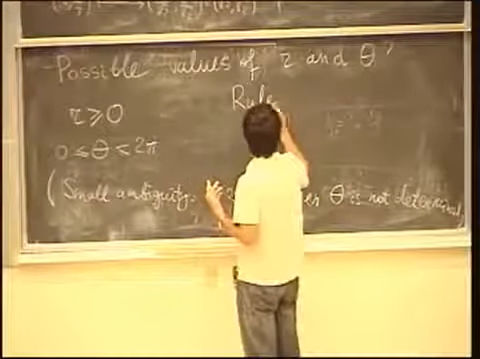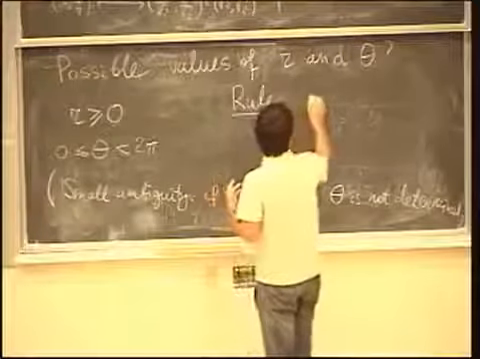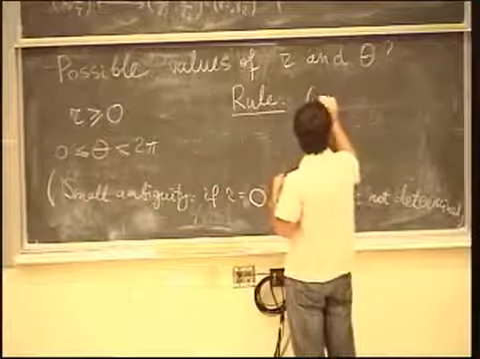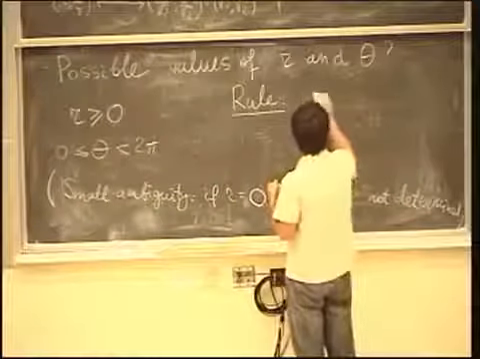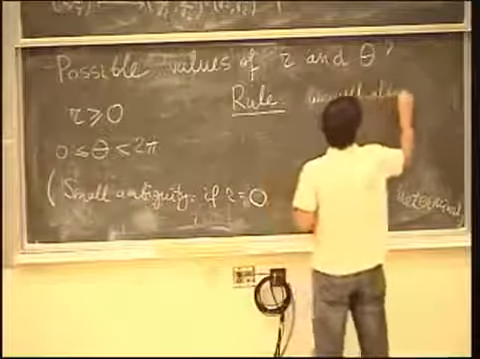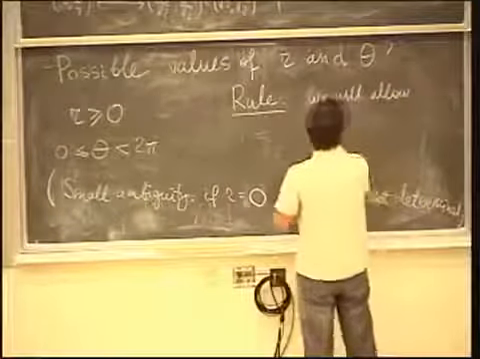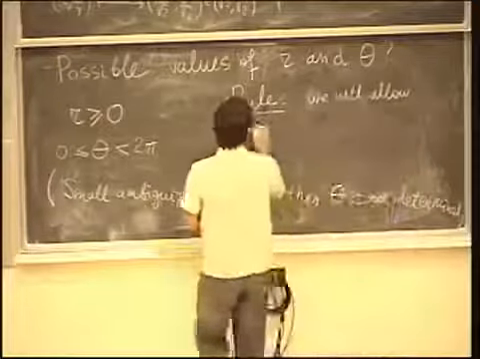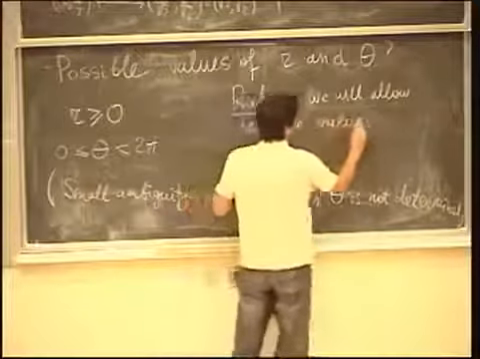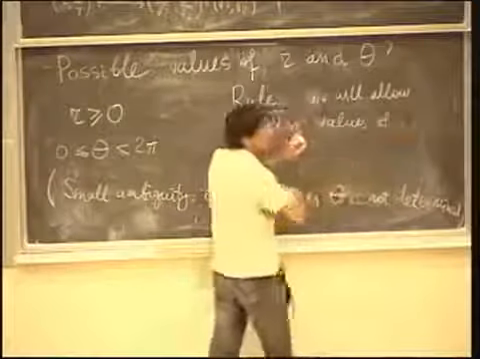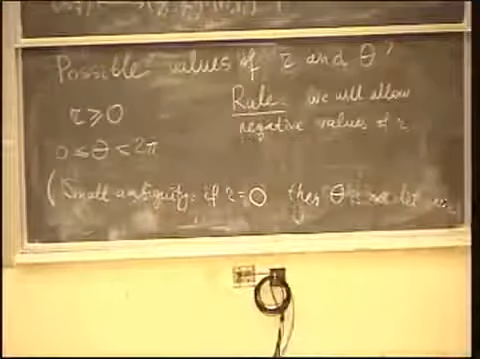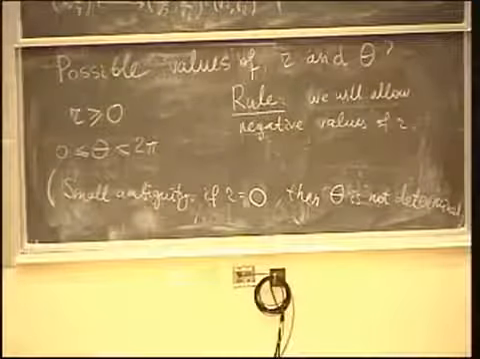The rule of convenience is that if r is negative, we will allow negative values of r with the following interpretation. Instead of explaining it in words, I'll just draw a picture, because it's much easier to see that once than to hear it 10 times.